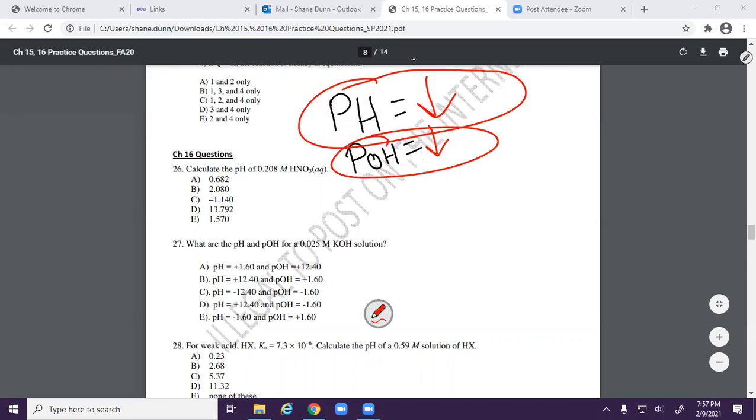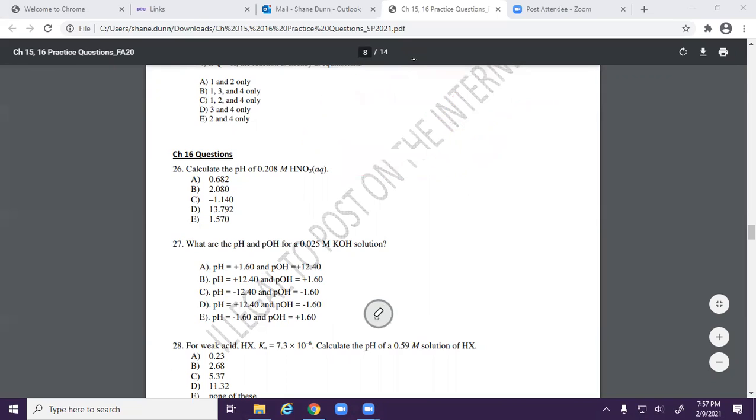No, the p-value just means negative log. So, we're going to talk about that right now. Someone brought that up. No, you're good.